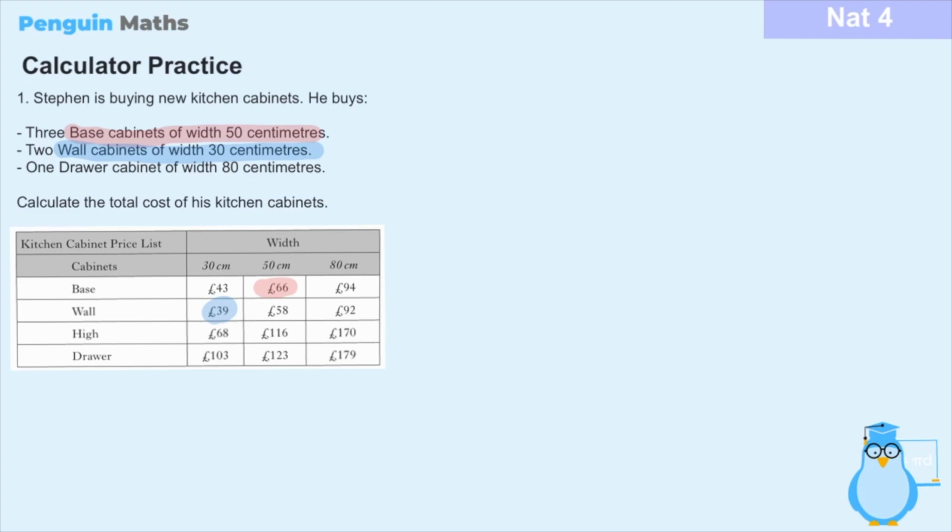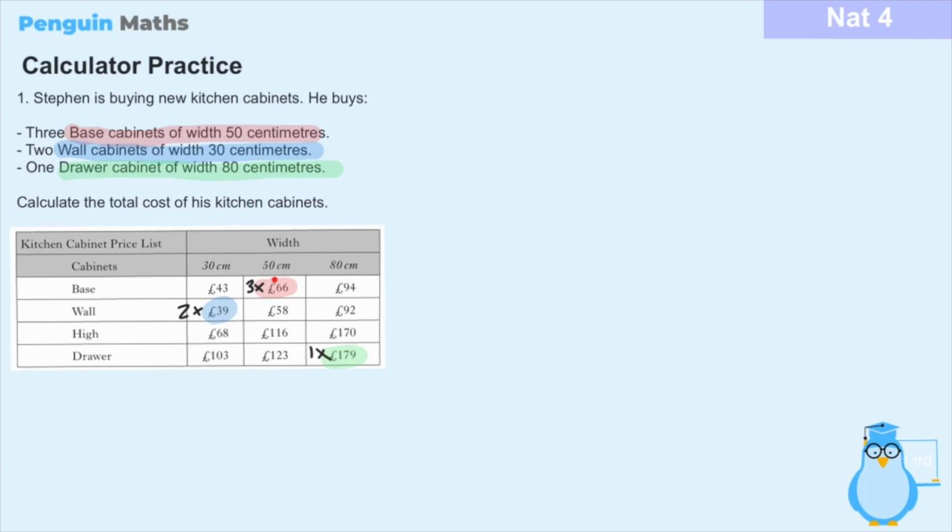And then finally we are told that he has 1 drawer cabinet of a width of 80cm. So again, let's find drawer. We have it here, and then for 80cm we're going to go along to this column, and we can see that's £179. Now what I'm going to do right next to each of the colours that I've highlighted is write how many Stephen bought of each. So we're told for the base cabinets he bought 3, for the wall cabinets he bought 2, and for the drawer he only bought 1 of them.